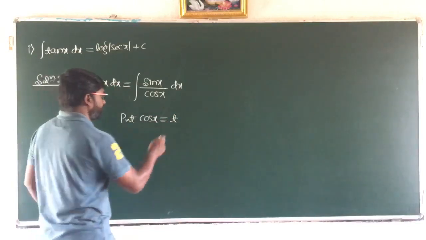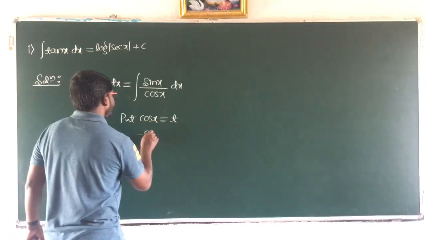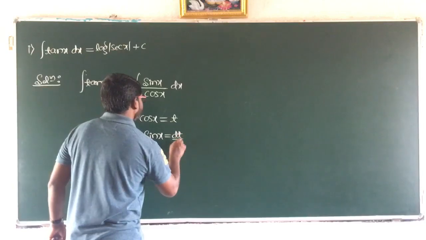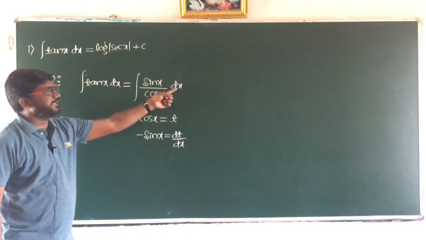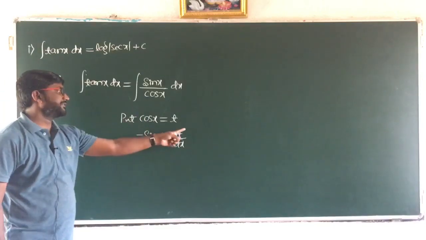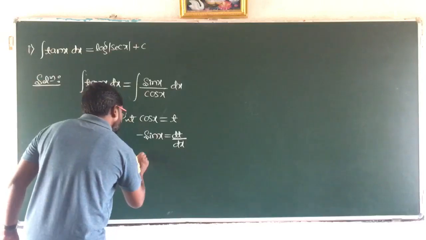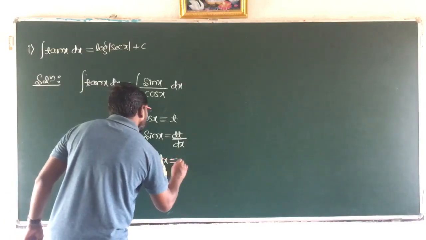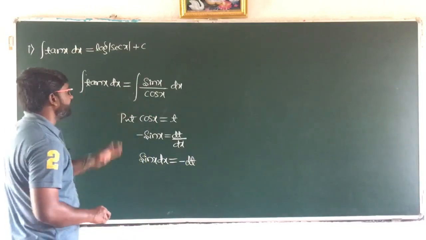Then what is the derivative of cos x? It is minus sin x, which is equal to dt by dx. So now we need only sin x dx. Take minus to the RHS and dx to the LHS. So here sin x dx is equal to minus dt.